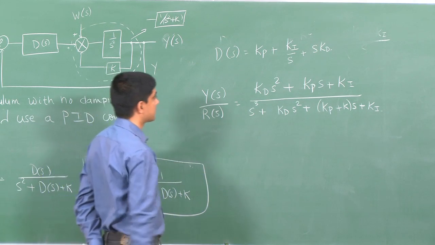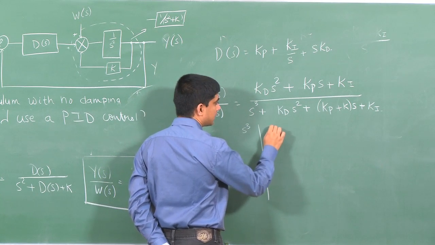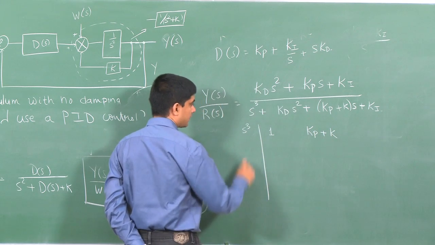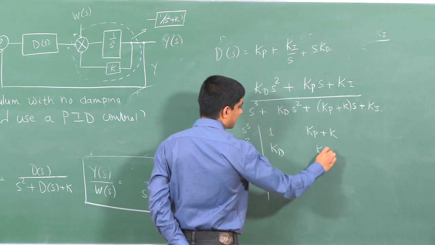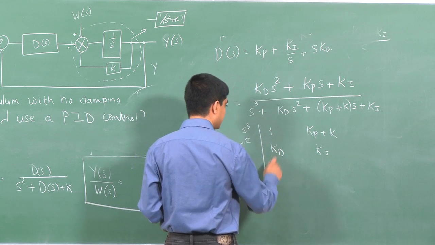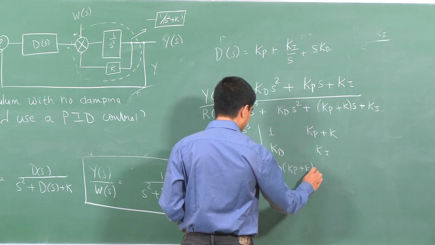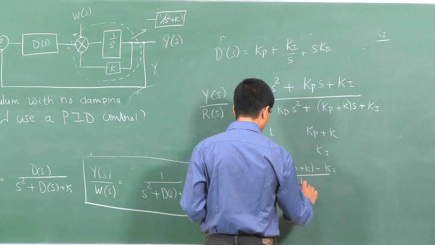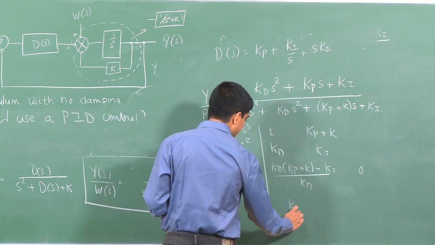Now, let us see what happens with this one. So, I can just draw the Routh table. I have S cube terms as 1, Kp plus K, S square terms Kd and Ki. Then I could compute the S1 terms accordingly as Kd Kp plus K minus Ki over Kd and a 0 here, and S power 0 would simply be Ki.